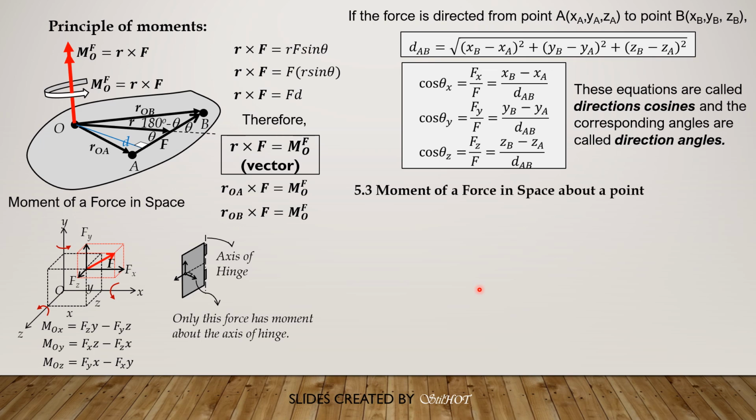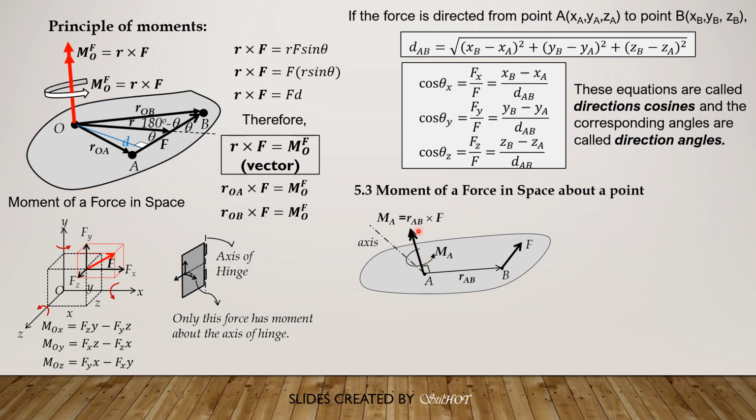So, moment of a force in space about a point. We already defined this as equal to the position vector r from the moment center to any point on the line of action, cross the force. So in this case, rAB cross F, and the moment is a vector and it is perpendicular to the plane of the force. So that's the sense. Then what if we have to compute the moment of a force about an axis, which is not perpendicular to the plane of the force and in general is inclined?